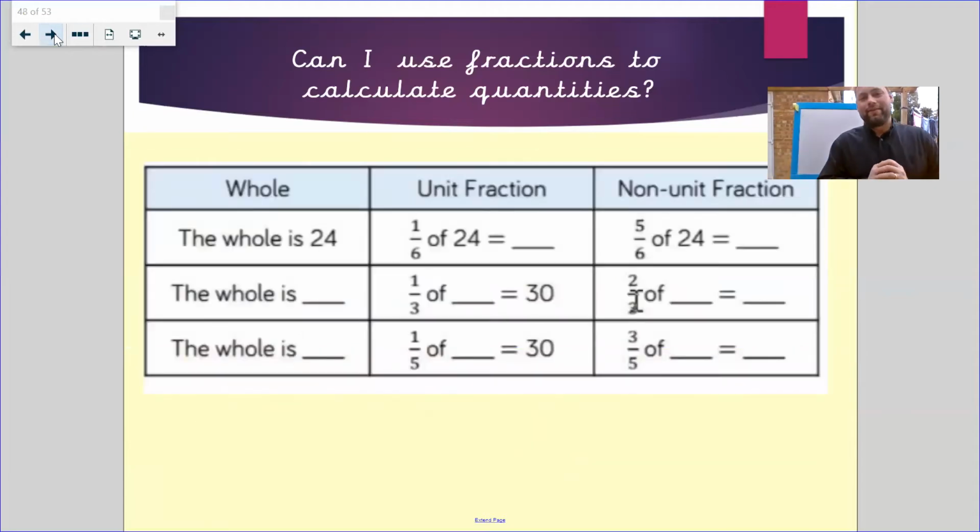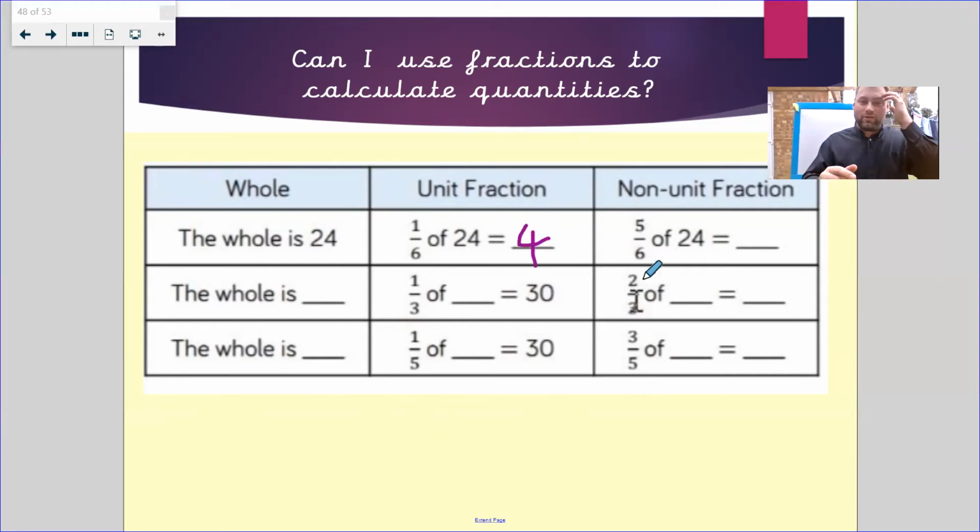Now, we can also have a table like this that can be a bit tricky. I'm going to fill in the first line for you, and then you're going to do the rest. So let's have a look. We've got our columns: whole, unit fraction, and non-unit fraction. So the whole number is 24. 1/6 of 24 is what? So to find a unit fraction, you divide the whole by the denominator. So our whole is 24, divide that by 6, and we get 4.